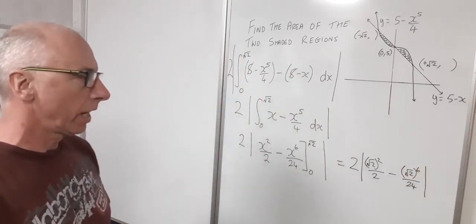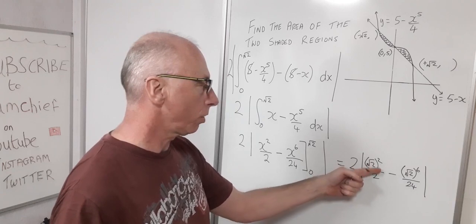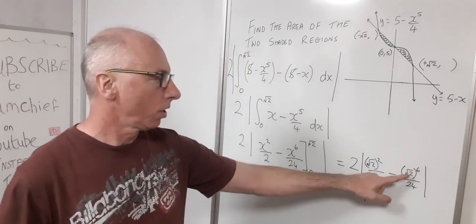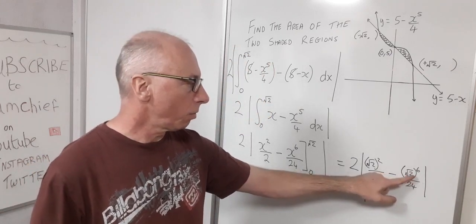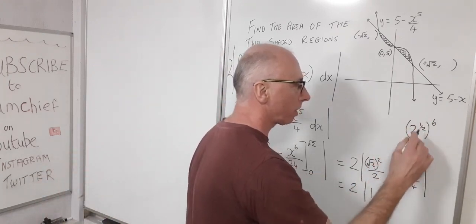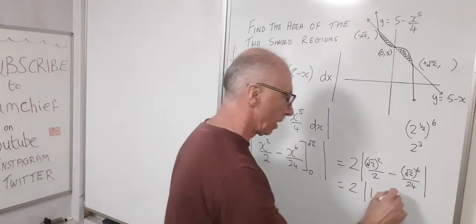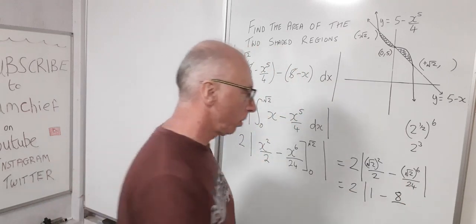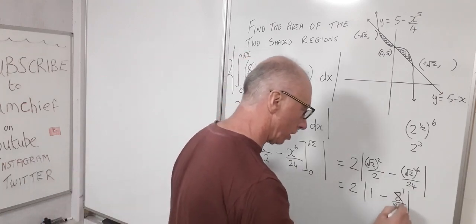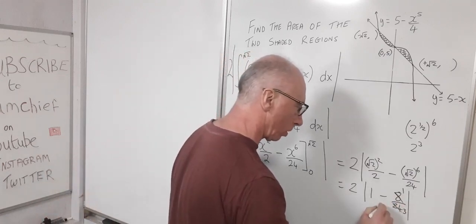Okay, let's work out what that is. Now root 2 squared just becomes 2. 2 over 2 is 1. So that equals 2 times 1 minus root 2 to the power of 6. Well, root 2 is 2 to the half. So basically we've got 2 to the half to the power of 6. Multiply the powers, we basically get 2 cubed. So we've got minus 8 over 24. 8 over 24 we know is a third. So 1 minus a third is just 2/3.